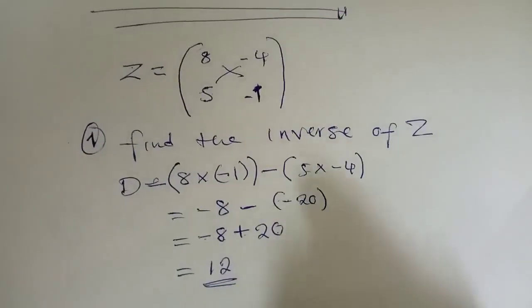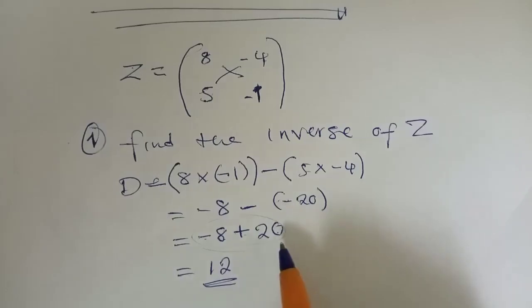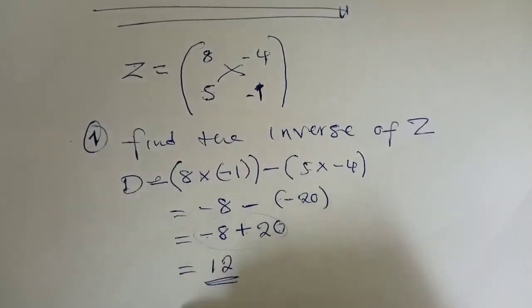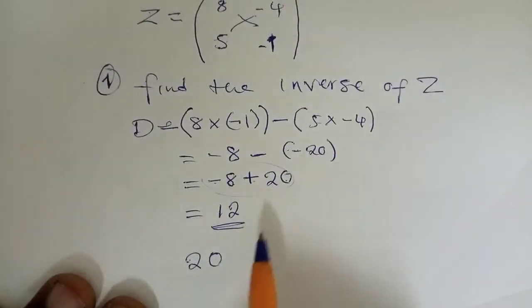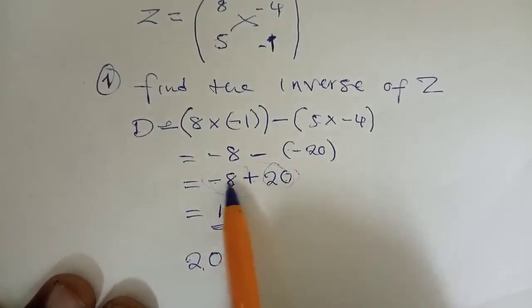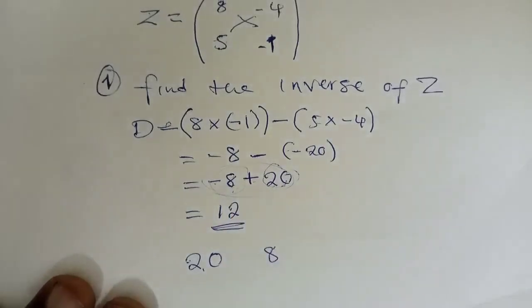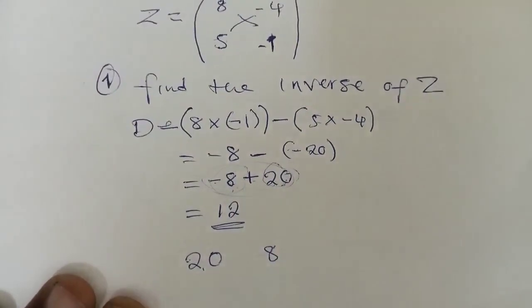How did I do that? You remember in the previous videos that I taught you, when you have something like this, you get the bigger number and put it on the left side. Forget about the sign at the moment. Then you get the smaller number. The smaller number between 20 and 8 is 8.